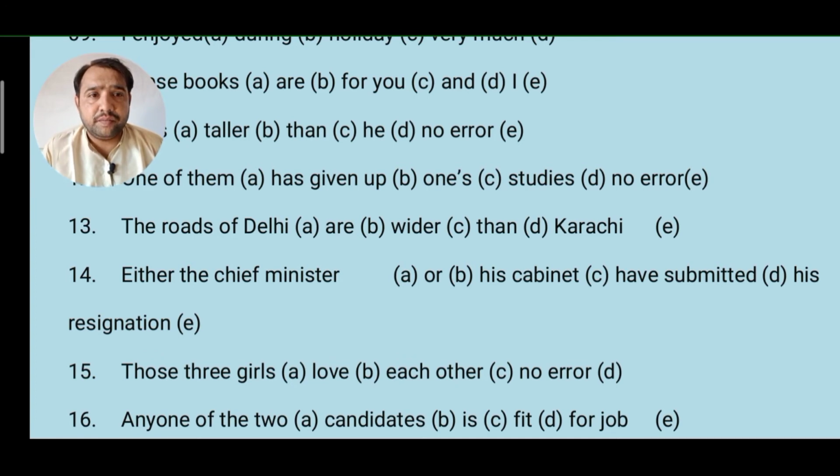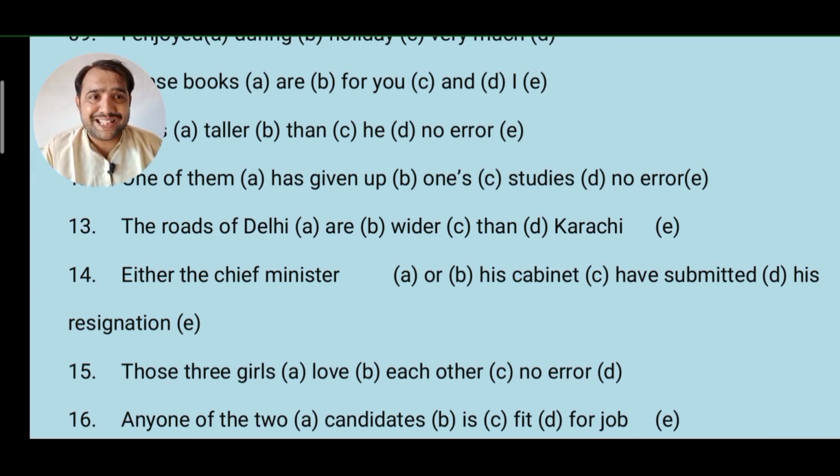Guys, if two singular subjects are connected with a structure such as either or neither nor, here the verb must agree with the last subject which you place after or nor. Suppose in this sentence, either the Chief Minister or his cabinet, here we have to agree the verb according to the last subject, which is his cabinet after or. So here the verb must be singular, not plural.